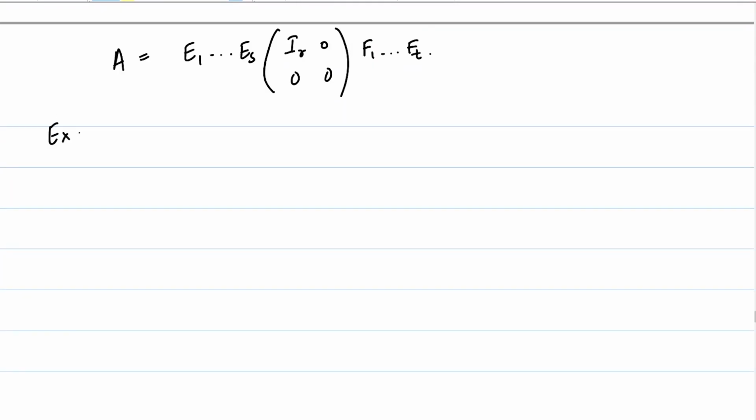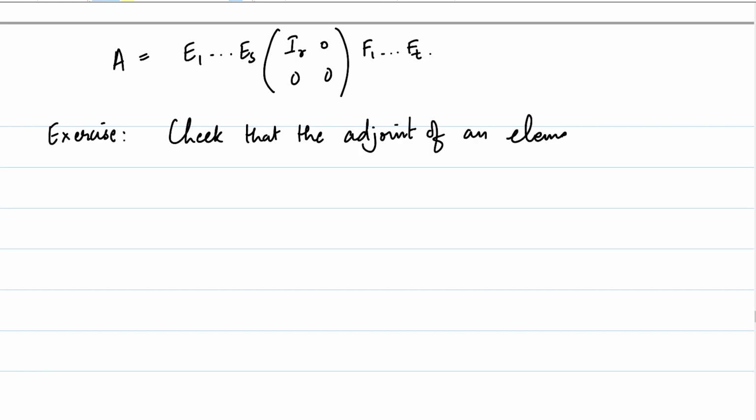I'll leave it as an exercise for you to check the following. Exercise: check that the adjoint of an elementary matrix is again an elementary matrix. It's actually quite straightforward. You pick each of the elementary matrices of type 1, type 2, type 3, look at its conjugate transpose, and check that it is again going to be an elementary matrix of the same type.